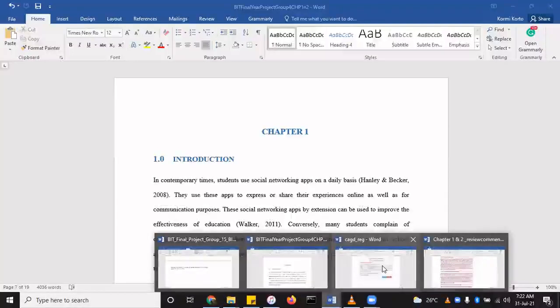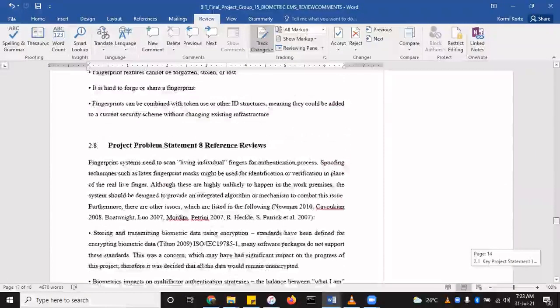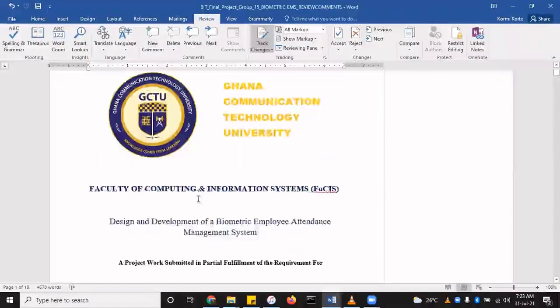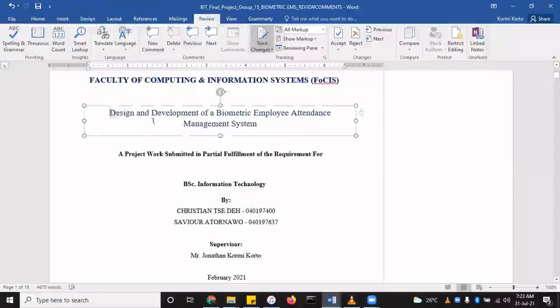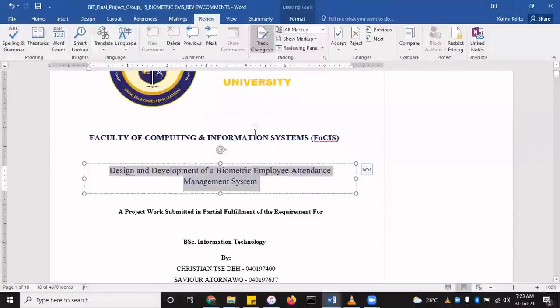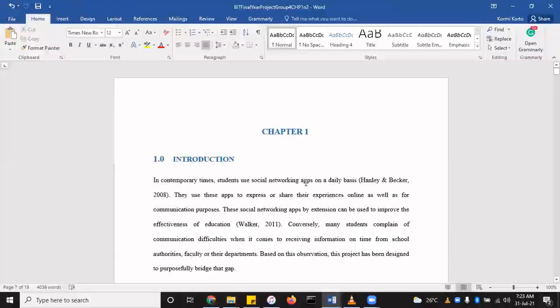Let me see if I can find an example. So yeah, this right here is what I mean. This includes the title page. Always include the title page so I can see this, with your group members and what have you. I need this title page all the time for any submission that you email to me. Always include it. It's quite important.